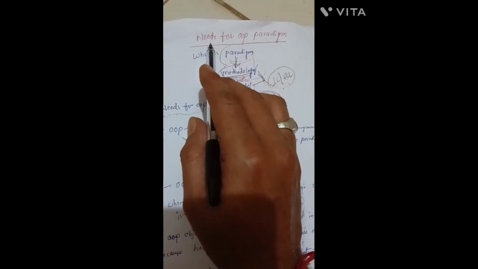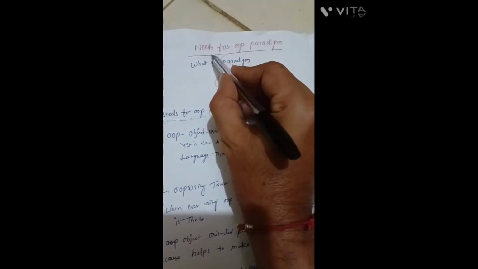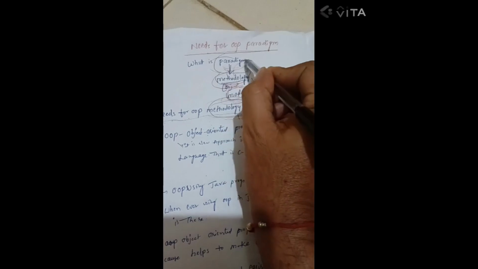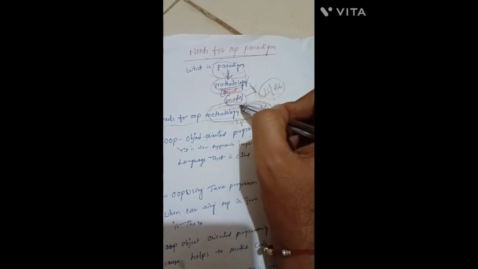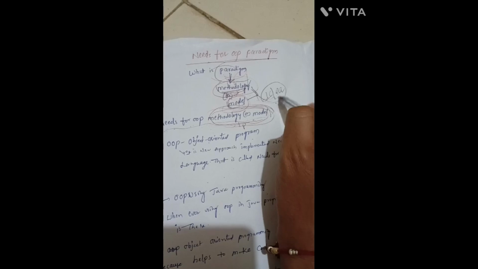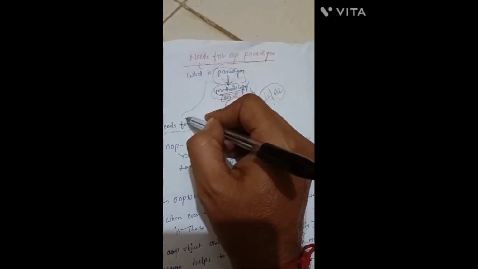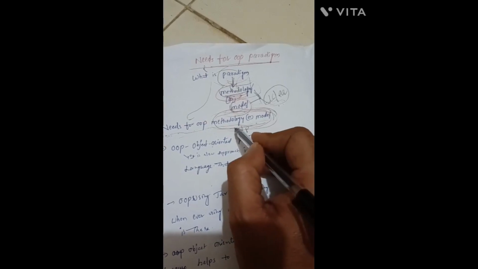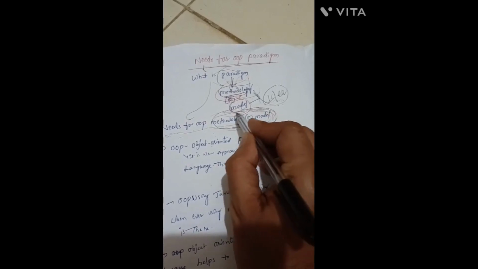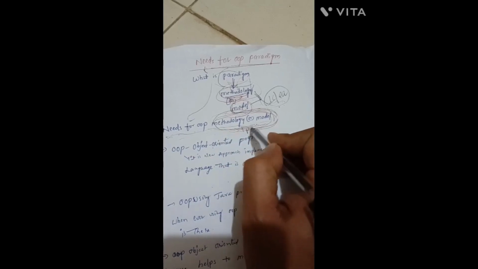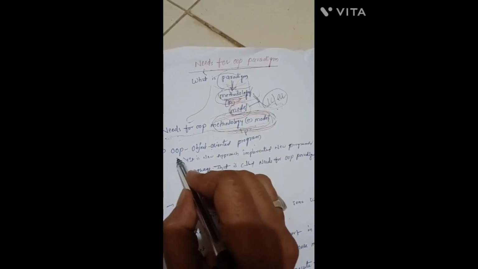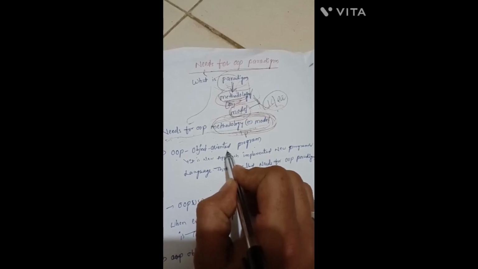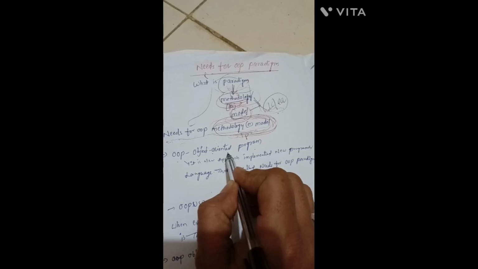Java, the first topic is needs for OOPS paradigms. The paradigm means methodology or model, also known as an idea. This topic we write like this: needs for OOPS methodology or model. We use the technical term paradigms instead of methodology or model. OOPS means object oriented programming. It is a new approach for implementing new languages.